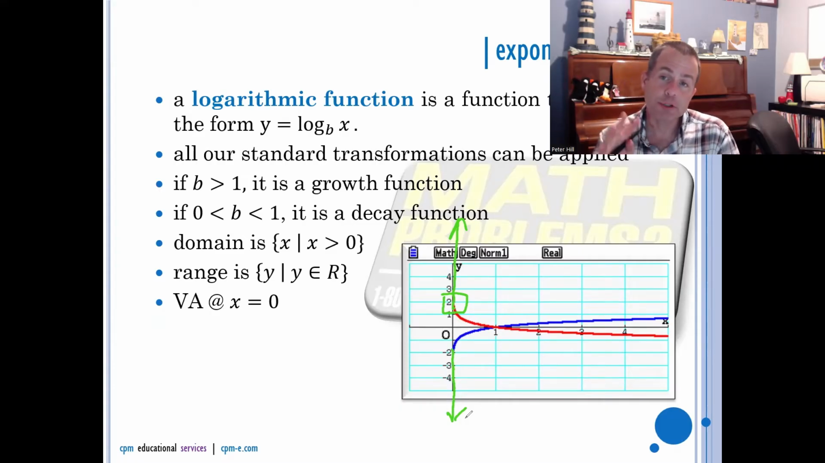The logarithmic graph is an inverse function of an exponential graph. Therefore, everything that was x switches to y, and everything that was y switches to x. So what you'll notice in this next statement here, the domain is now x is greater than 0. That was the range in the exponential function. And now the range is y is a member of the reals, which was the domain in the exponential function. Okay, and now I have a vertical asymptote. Again, don't ever write VA. Vertical asymptote at x equals 0.